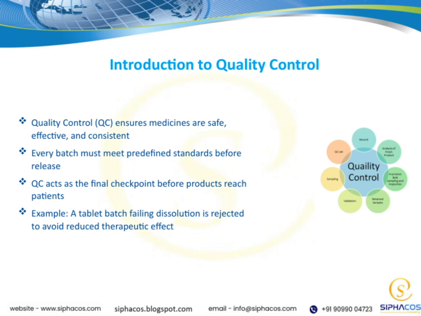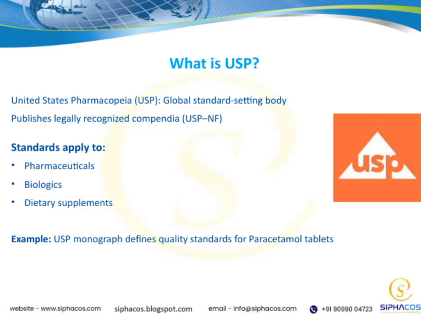For example, if a batch of tablets fails a dissolution test, meaning it doesn't release the right amount of active ingredient, we reject that batch. This step is vital because it helps us avoid delivering medicines that might not work properly or could potentially be unsafe. Overall, QC acts as a safeguard, making sure that only quality medicines make it to the people who need them most.